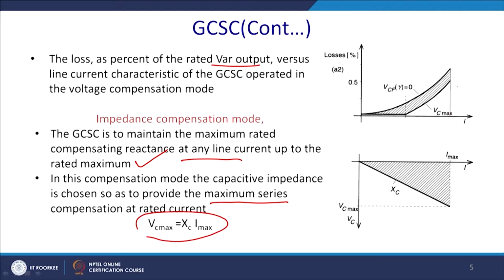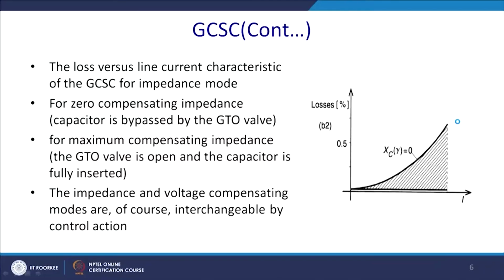So, this is actually the Vc max value, and ultimately this is the constant impedance shown and this is a constant voltage shown. So, loss versus line current characteristics of the GCSC for the impedance mode have been shown here. The x axis is I and the y axis is basically the losses.